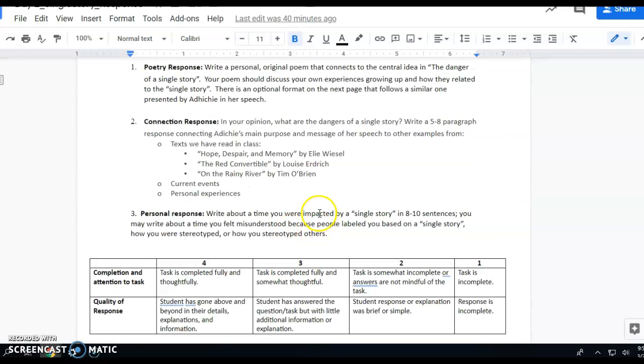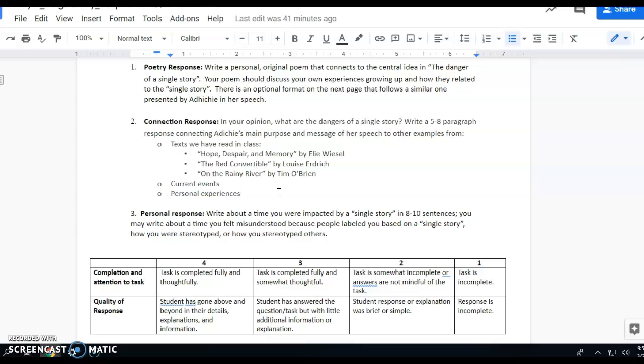The second option is kind of more of a connection response. What are the dangers of a single story? Write a 5 to 8 paragraph response connecting Adichie's main purpose and message of her speech to examples from any text we've read in class so far. So Hope to Spare Memory, the speech by Elie Wiesel, The Red Convertible, which was about Henry and his brother Lyman, and Henry goes to Vietnam and then comes back with what we assume is PTSD. Or On the Rainy River by Tim O'Brien, where Tim is drafted and has to make the decision to go to Vietnam or not. You might also connect to current events or personal experiences.